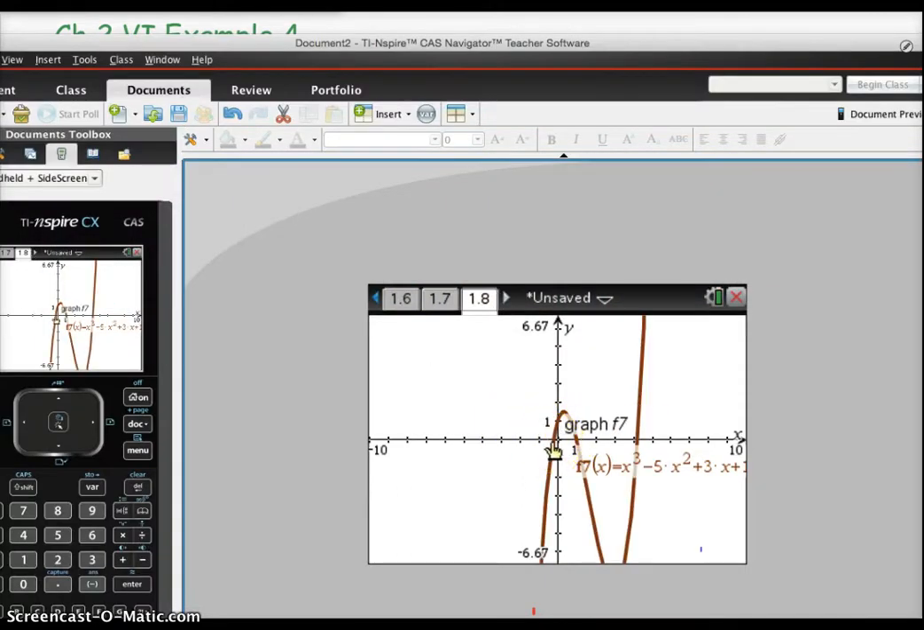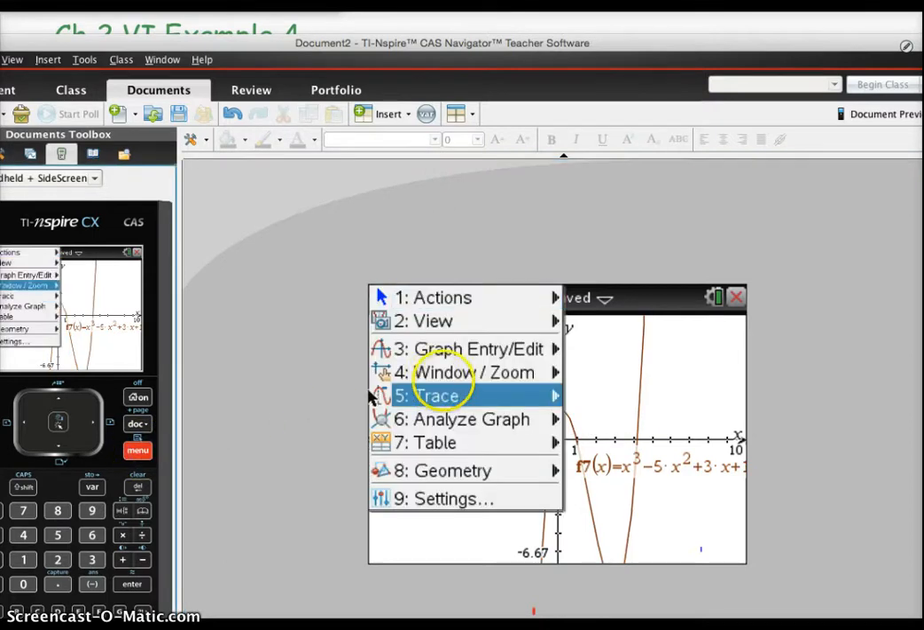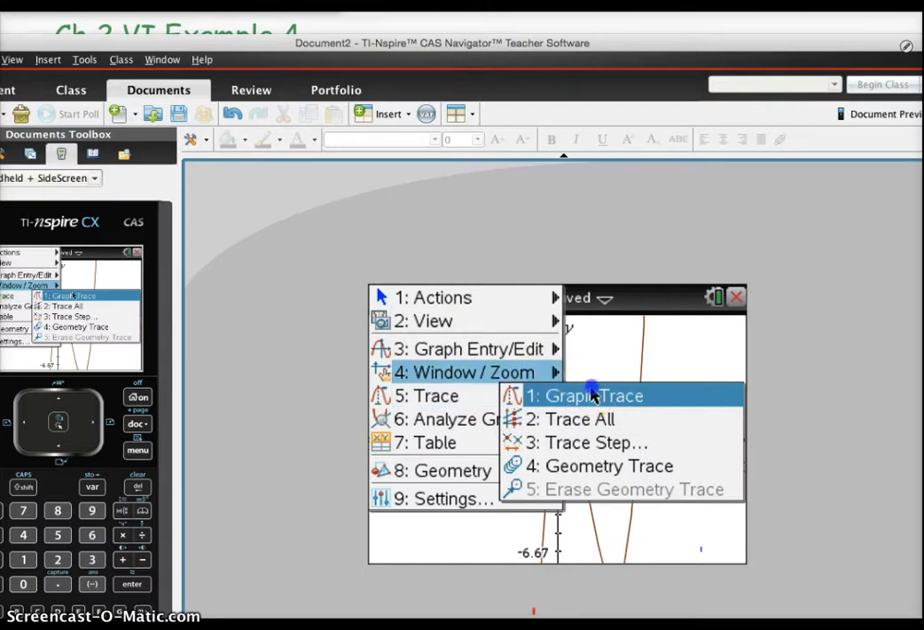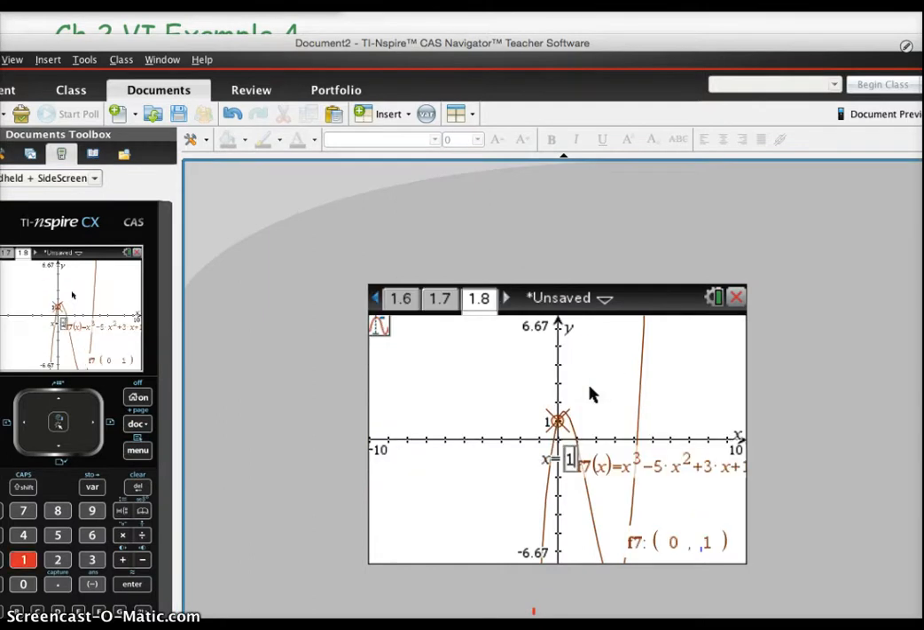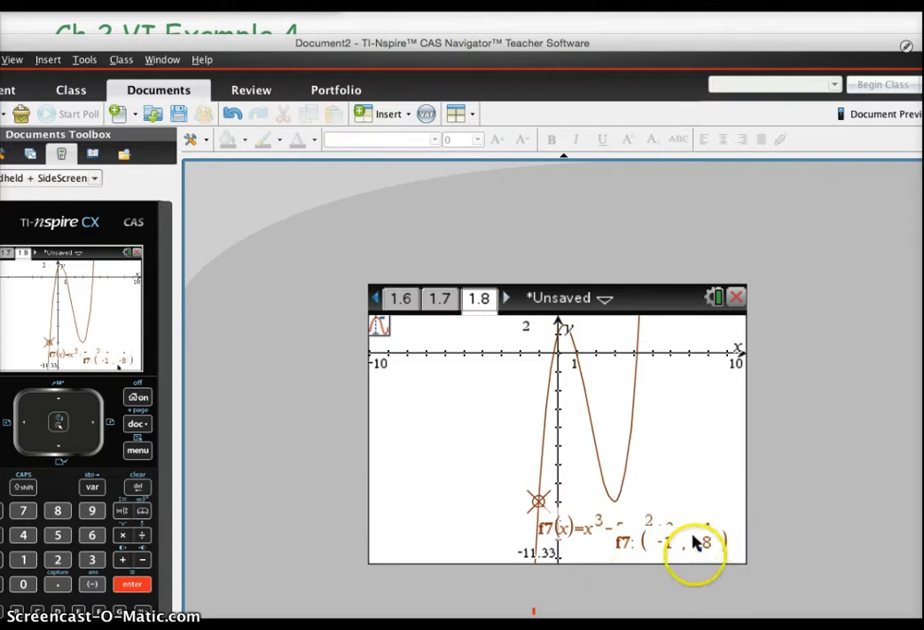So I have a root at, remember my possible rational roots were 1 and negative 1. So I will check now, menu, trace, graph trace, and I'll just type in 1 for x equals 1, and it does show me that I have a 0 at 1. Now I don't see this crossing at negative 1, but if you want to check it, you can, and you can see that your y coordinate is negative 1. So at this time, one of my 3 real roots is x equals 1, but the problem is I don't know what these other 2 roots are.